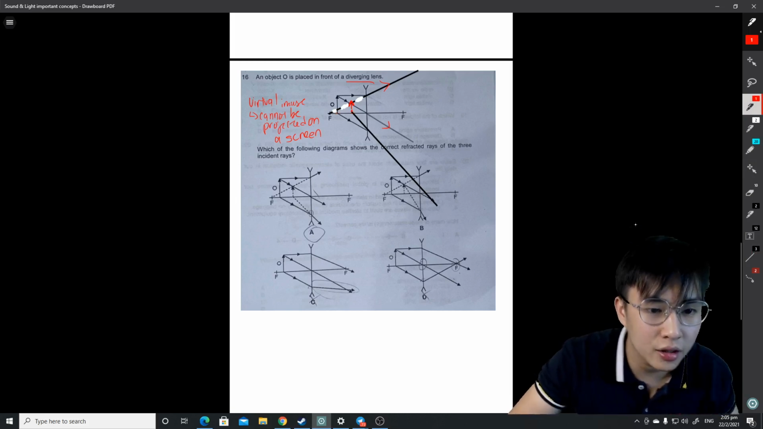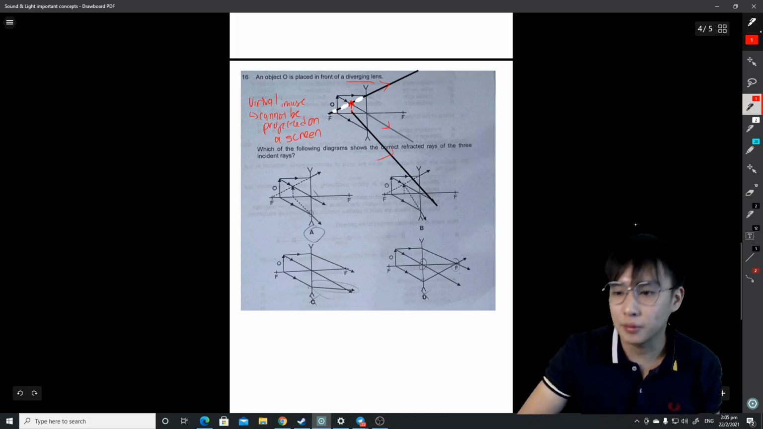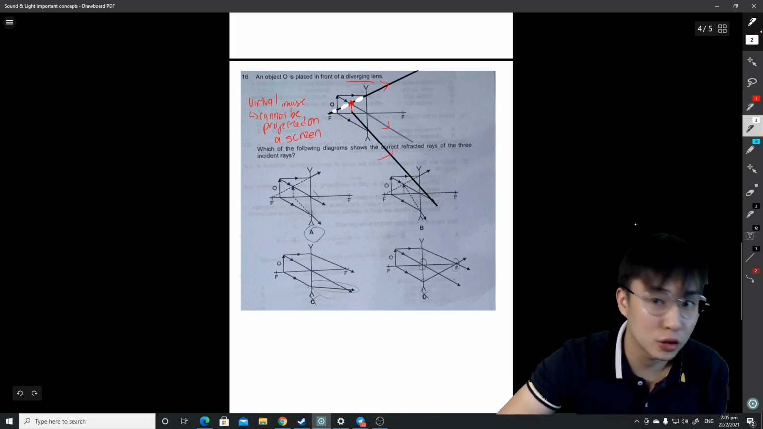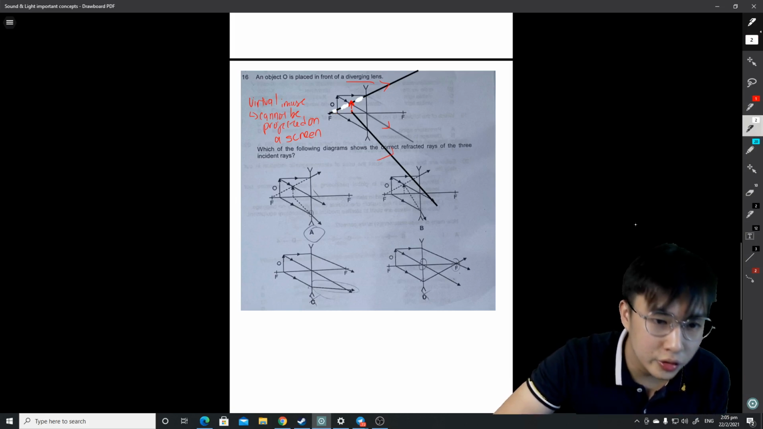Once you're done with that, just draw your ray. And remember, this is called a virtual ray, because it's a virtual image. So please shade it also.